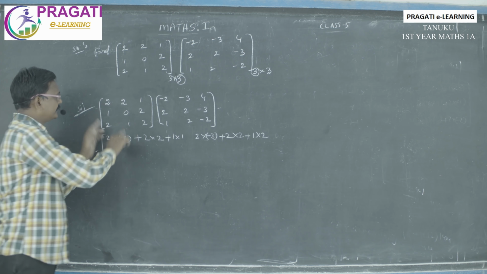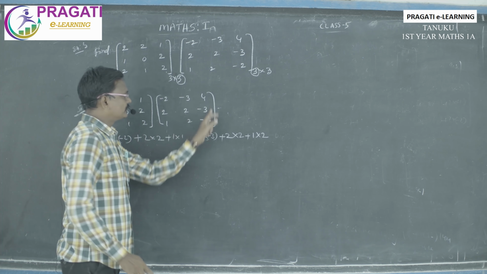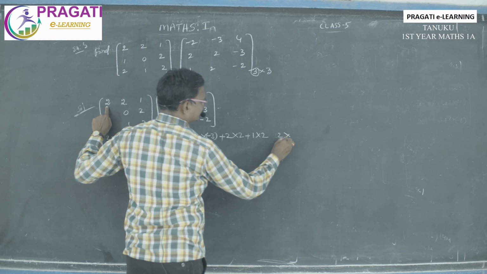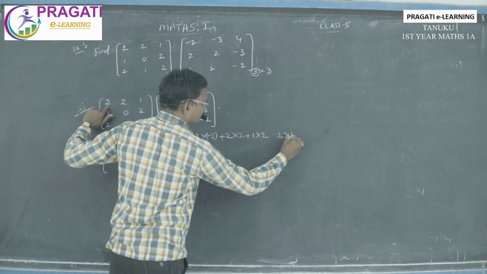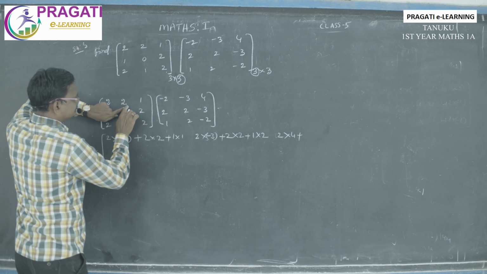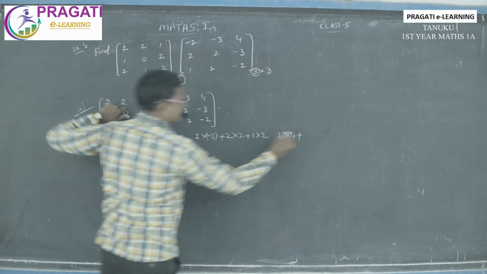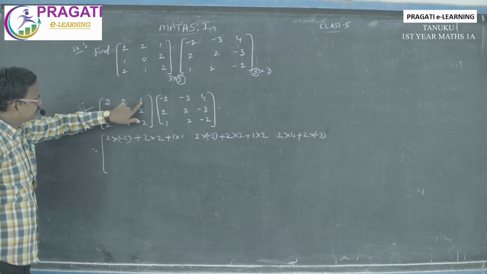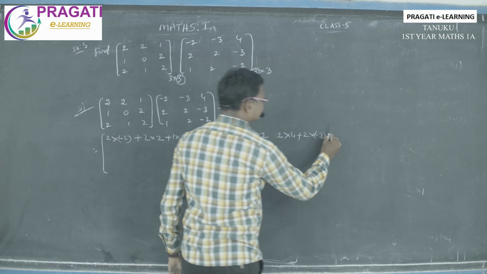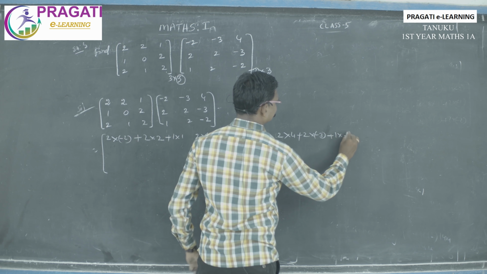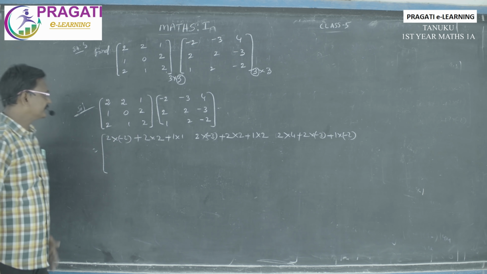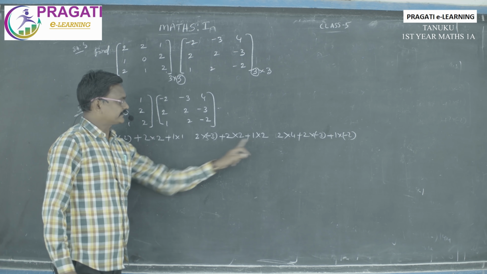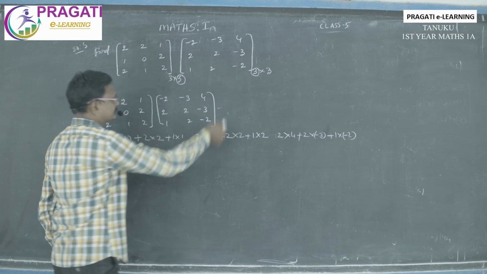Okay. Again same row with the third column. Same row means 2, first element 2 into first element 4, plus next element 2 into minus 3, next element 1 into minus 3 plus 1 into minus 2. Okay, it is clear. First row with the first column, again first row with the second column, again first row with the third column.